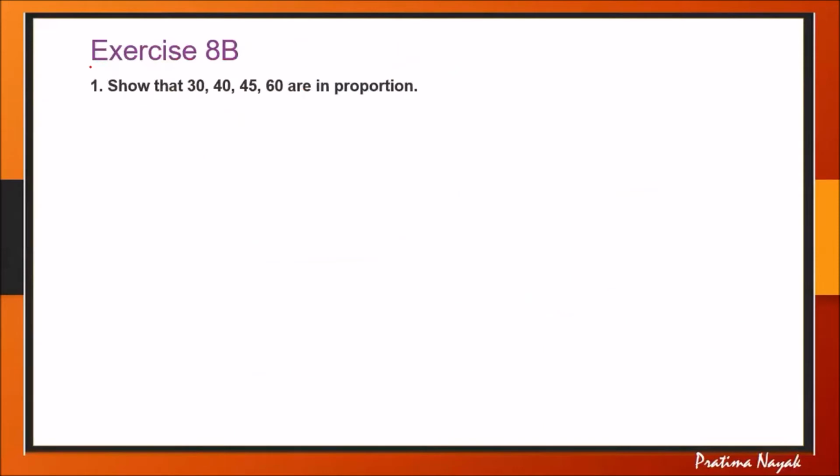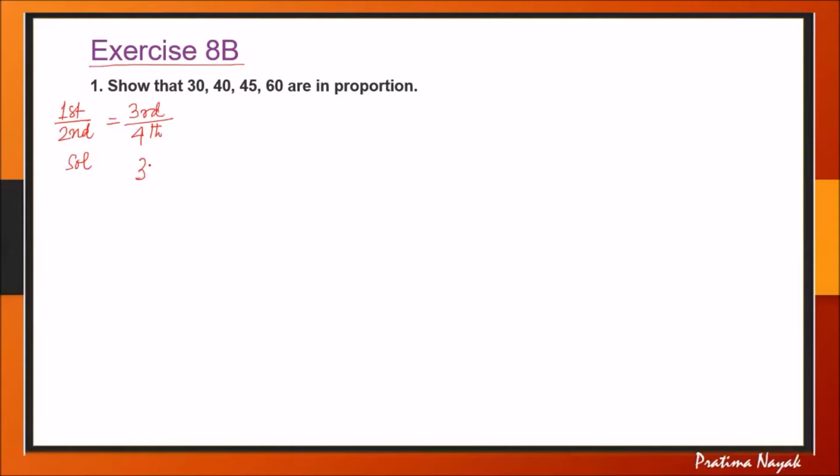So this is your exercise 8B, R.S. Aggarwal book. Show that 30, 40, 45, 60 are in proportion. To show in proportion, we have to show that the ratio of first to second is equal to the ratio of third to fourth. So let us start the solution. We'll make the ratio, then we'll reduce it to show them equal. If they are not equal, then they are not in proportion.